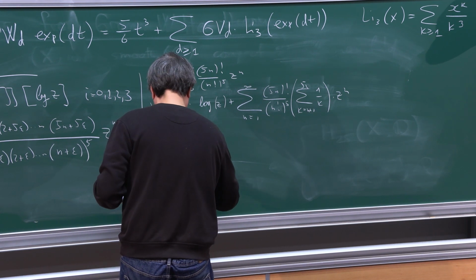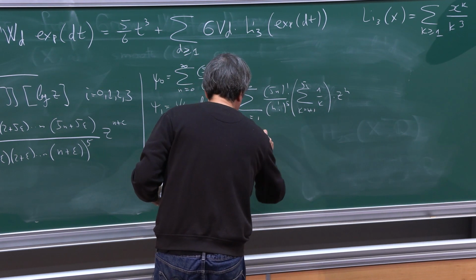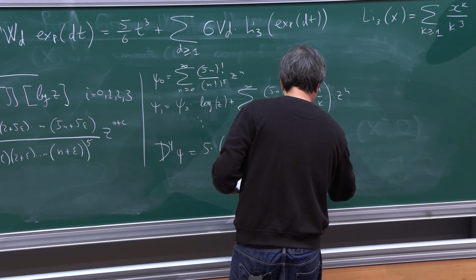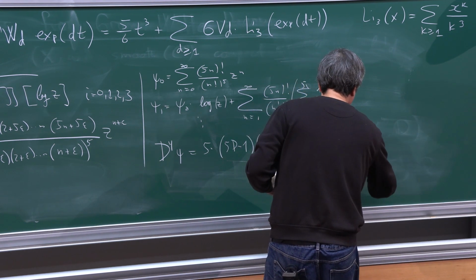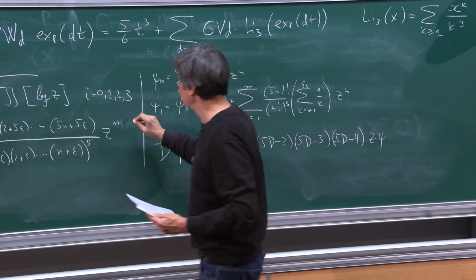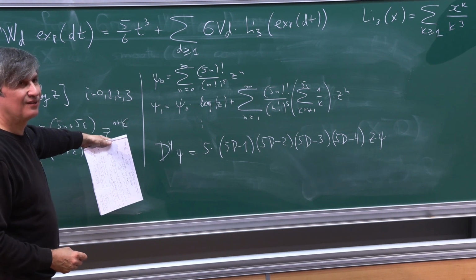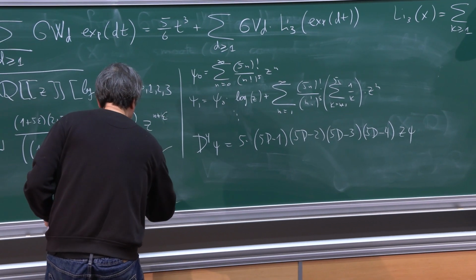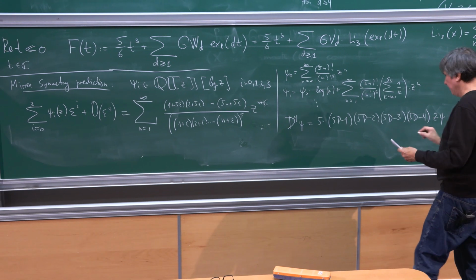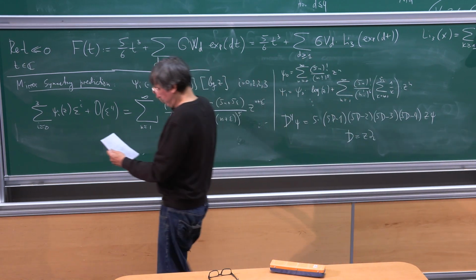D^4 psi is equal to 5 times (5D minus 1)... What is the exponent of z in the series? z to the n plus epsilon. And you expand in epsilon, you get z to the power n plus log z epsilon. I get this hypergeometric equation of degree 4, where D is z d/dz.